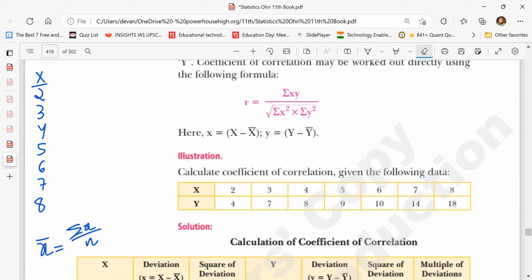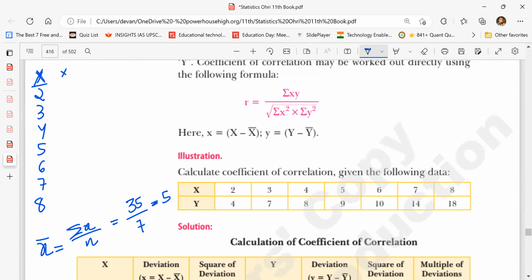So then do that, add up all the values. How much is the total of all the values if you add them? 35, sir. And how many values are there? 7. So then the average is 5. Now what we will do is we will calculate small x.